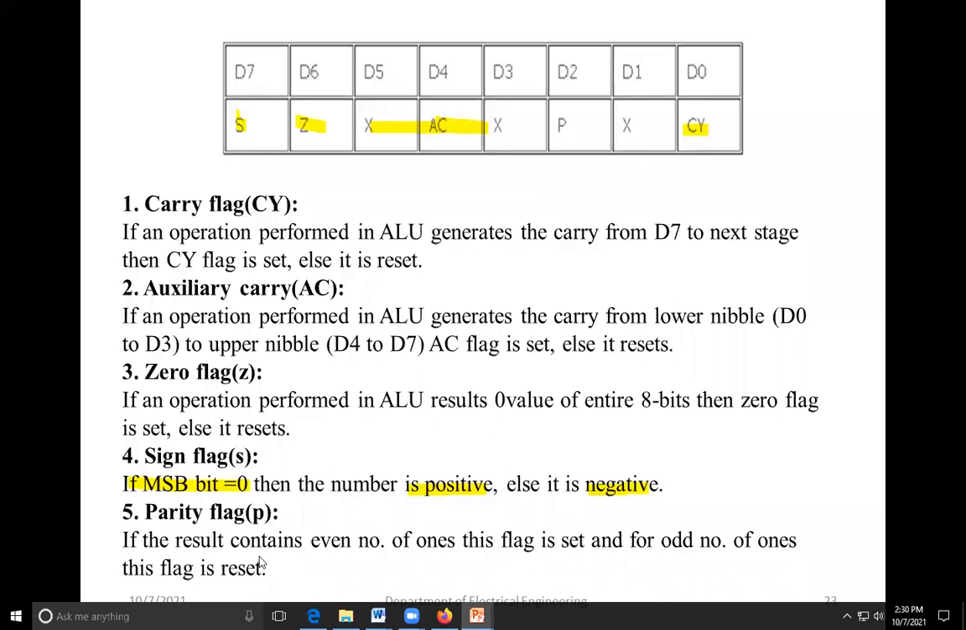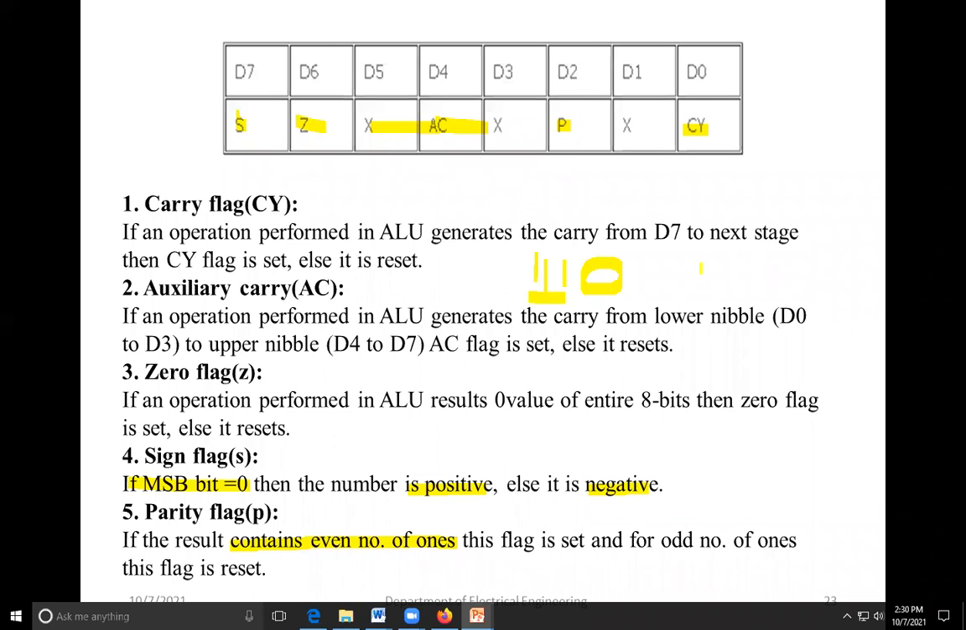Then the parity flag. If the result contains an even number of ones, then you can say that the parity flag is 1. And if it contains an odd number of ones, then our parity flag will be 0. If our result is 1 1 1 0, how many ones are there? There are 3 ones, and 3 is an odd number, not even. So the parity flag value is 0.